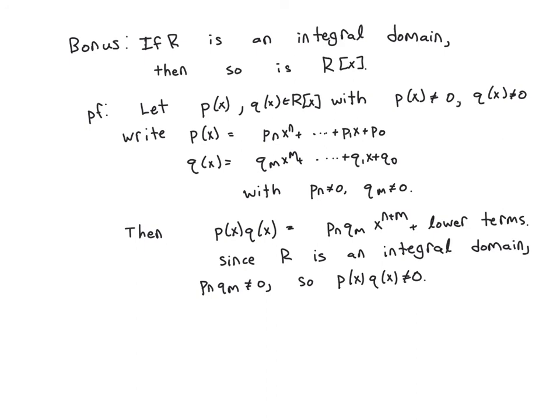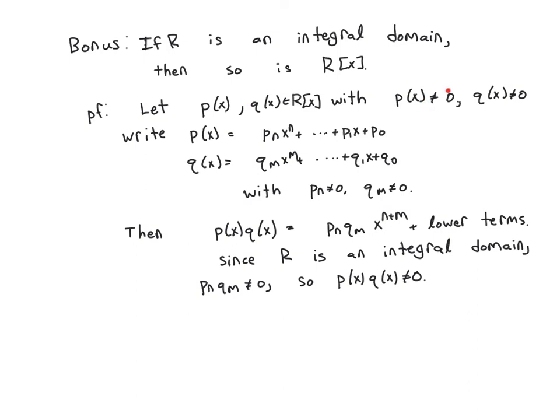So one last fact. If your ring of coefficients is an integral domain, then so is your polynomial ring. So in modern algebra 2, you prove a lot of facts about polynomial rings, and a lot of them are based on assumptions on what properties the coefficient ring has. This part is actually not too hard to prove.